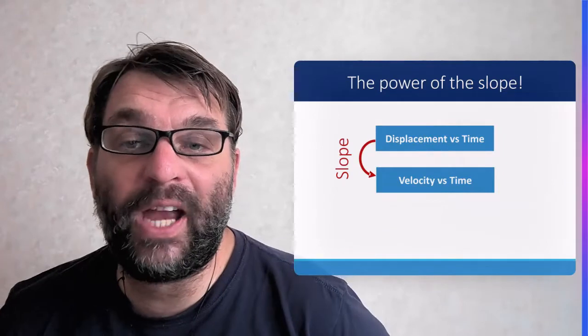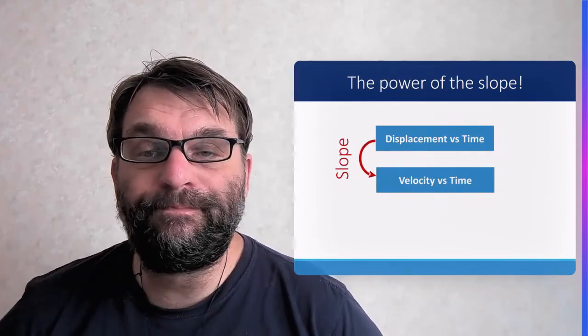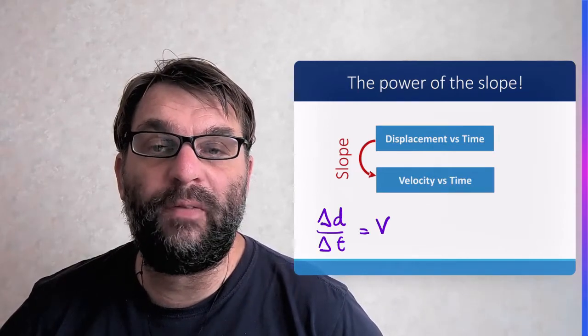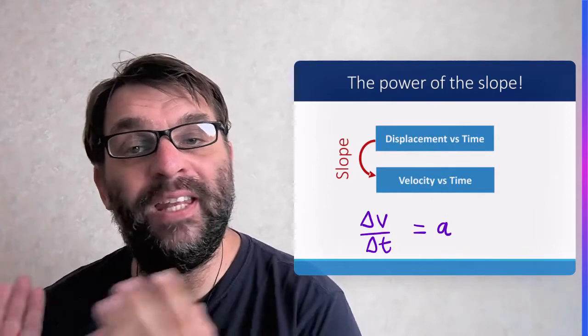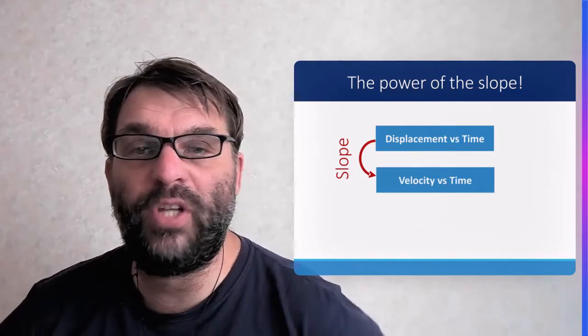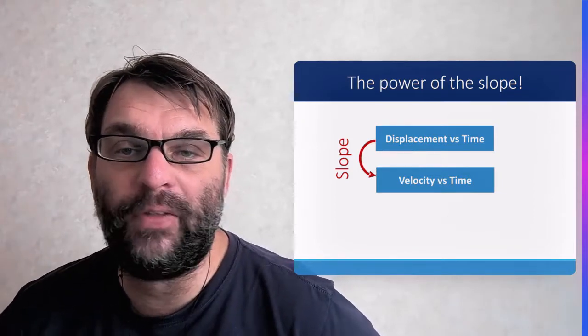So this is the power actually of the gradient or slope. You can use the slope in the distance time graph, which will give the velocity, to use that in the velocity time graph, where we will explore the change in velocity over change in time, or acceleration. And that will be another lesson.